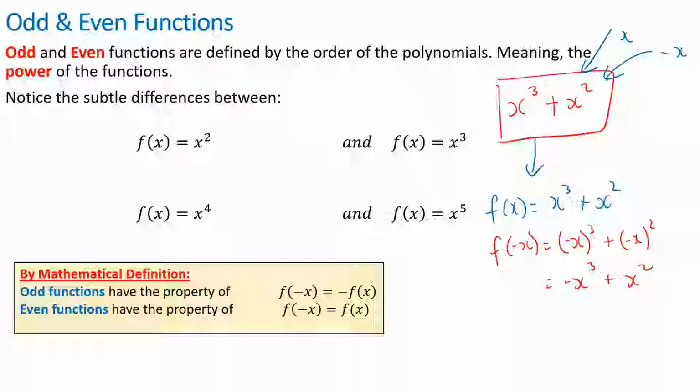Is it an even function? If it's even, that means this answer should be the same as f of x, because f of negative x is apparently meant to be the same. These two are meant to be the same. But if you compare the two, are they the same?